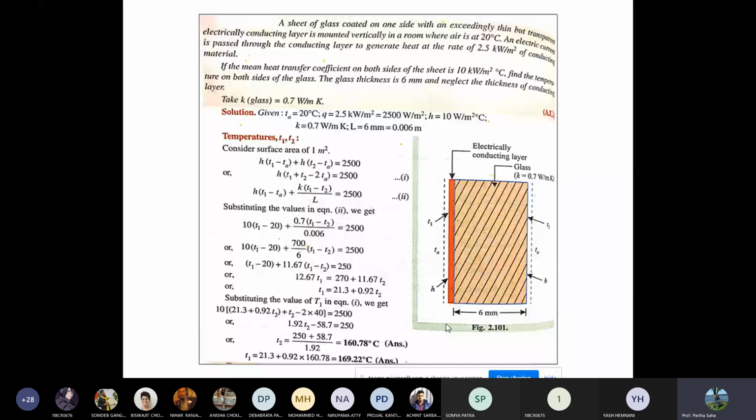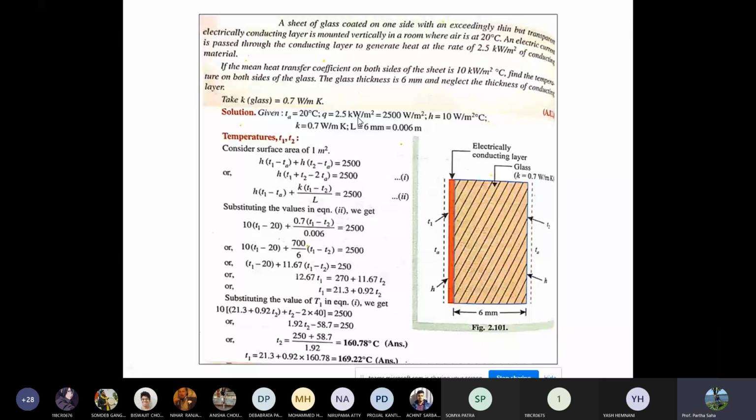It's a very nice problem. A sheet of glass is insulated material, right? So you all know. But it's coated on one side with an exceedingly thin but transparent electrically conducting layer. So this is the exceedingly thin but electrically conducting layer being given, right? Glass thermal conductivity given 0.7 watt per meter Kelvin. Ambient temperature is given 20 C, right? Air temperature is given. Q is given, the heat transfer rate, right? 2.5 kilowatt per meter square, that is 2500 watt per meter square.